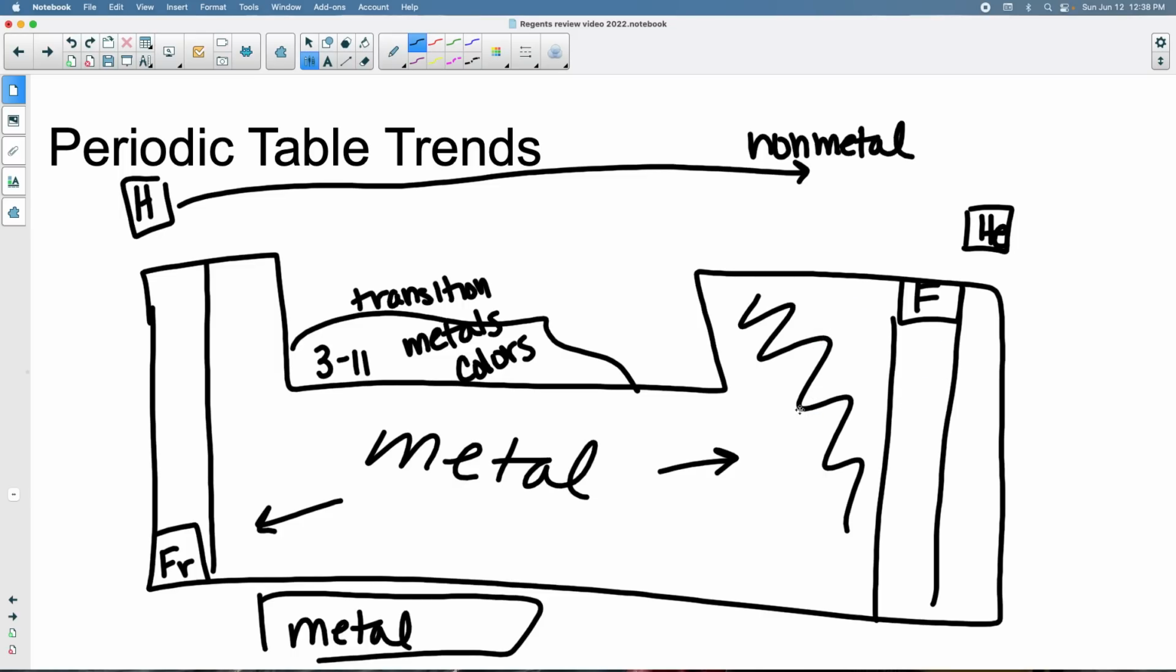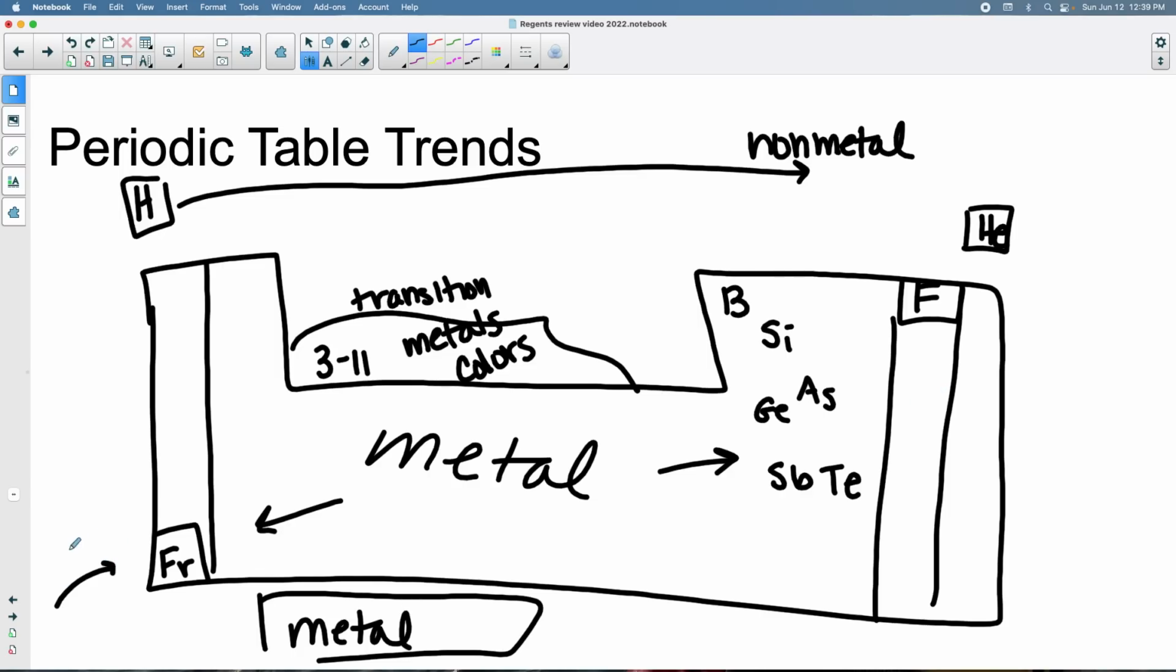And don't forget, here it's boron, silicon, As, Te, Ge, and Sb, right, that are our metalloids. Okay, these are our metalloids. Metals are on the left of those and down. Non-metals are on the right and up.